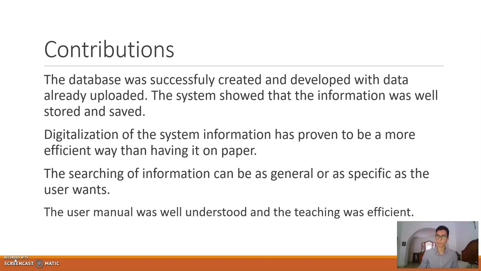the user manual that I said before. This user manual was well understood and the teaching was very good and very efficient. The other workers understood this database, this system. They understood how to use it and how it works.